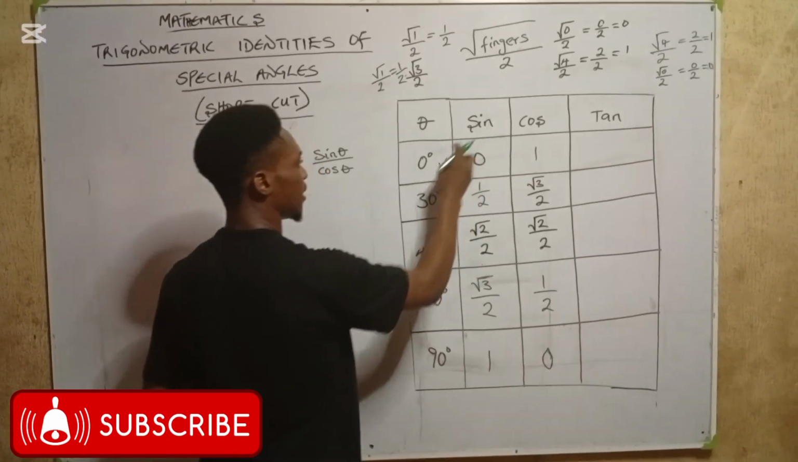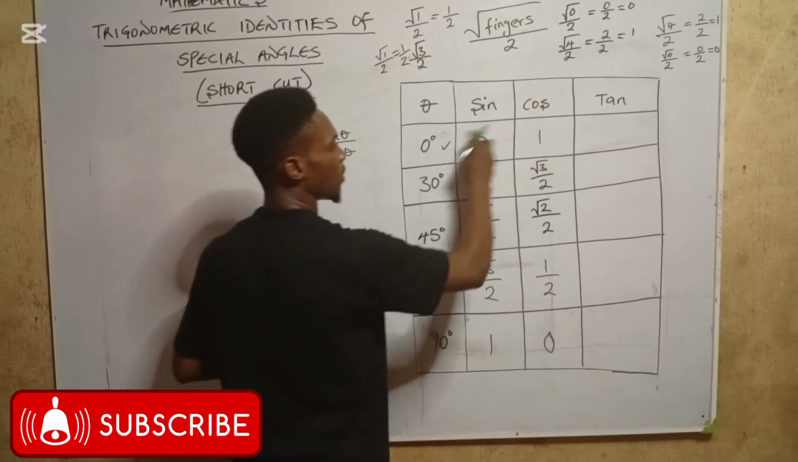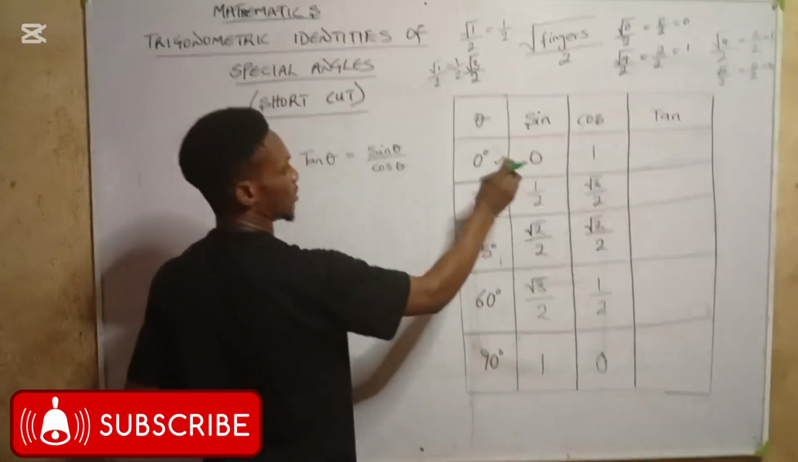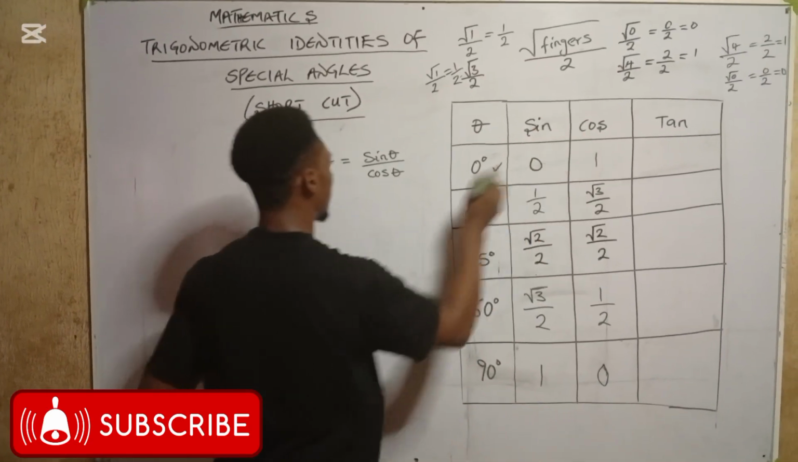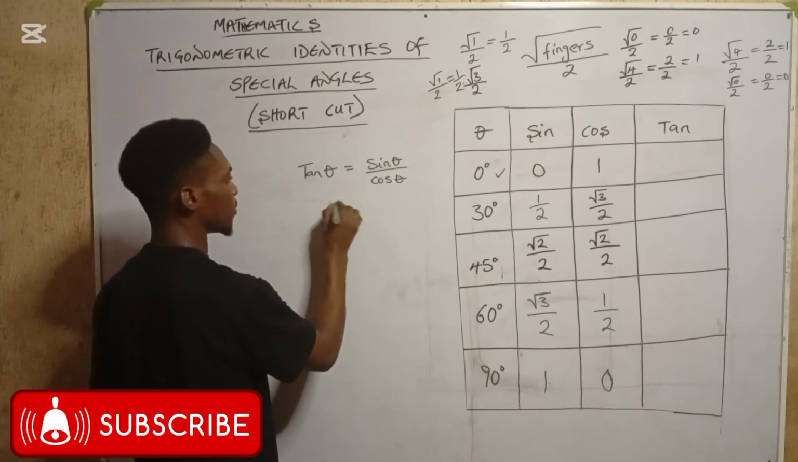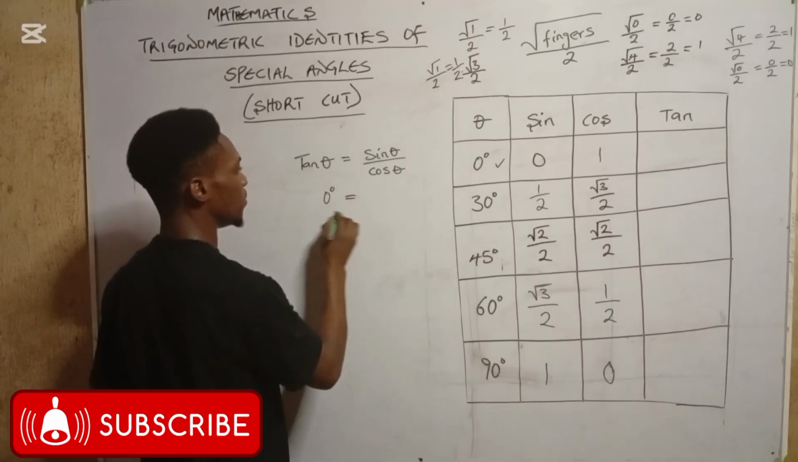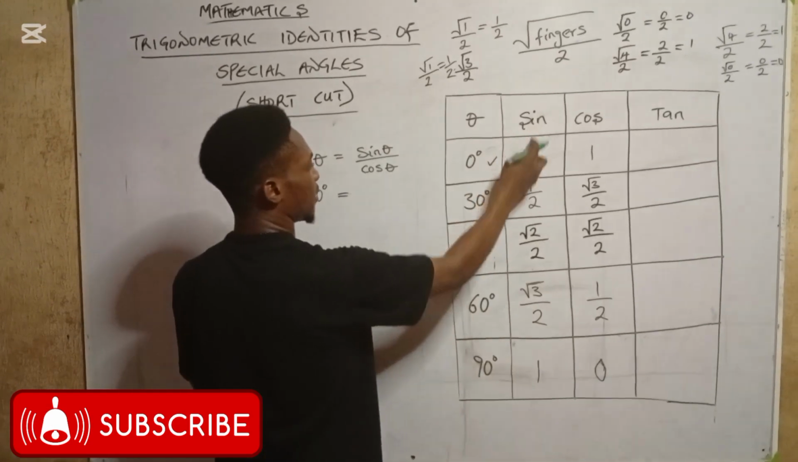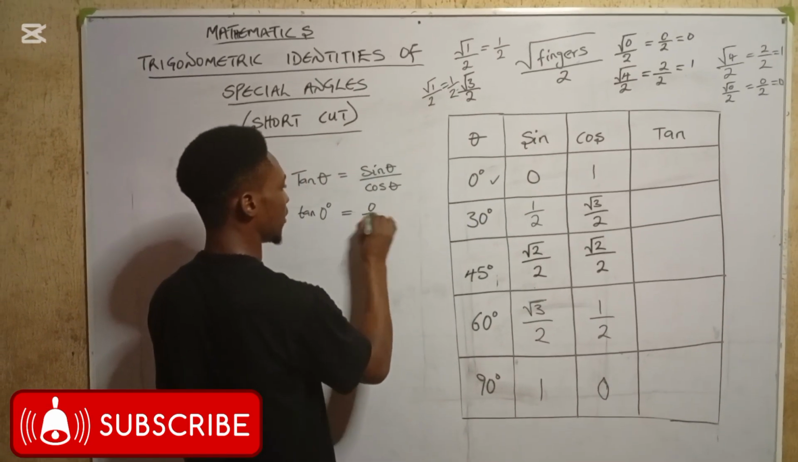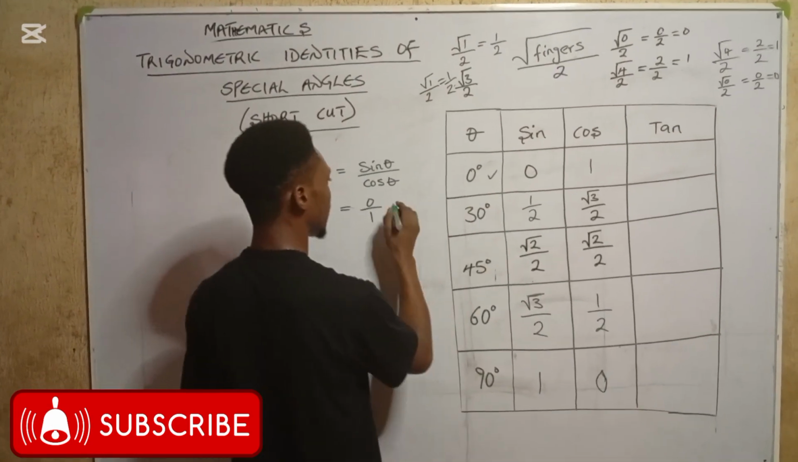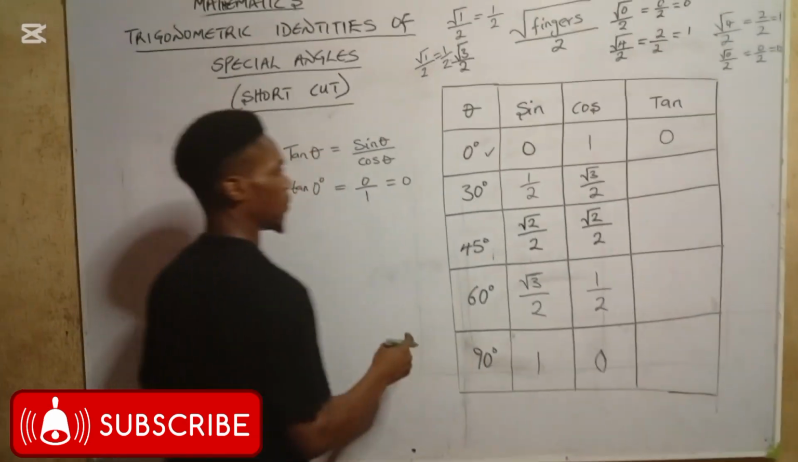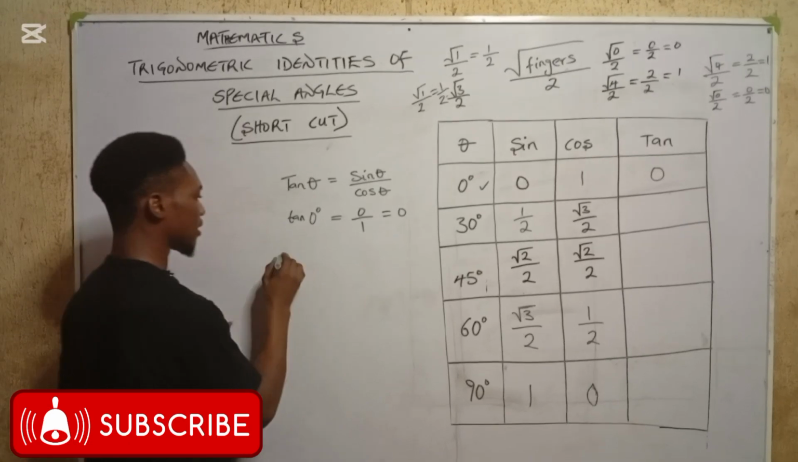We have found sine 0 and cos 0, so we are now looking for tan 0. Since tan is sine over cos, that means tan of 0 degrees will be equal to sine of 0, which is 0, divided by 1. And 0 divided by 1 will give us 0. So tan 0 is 0.